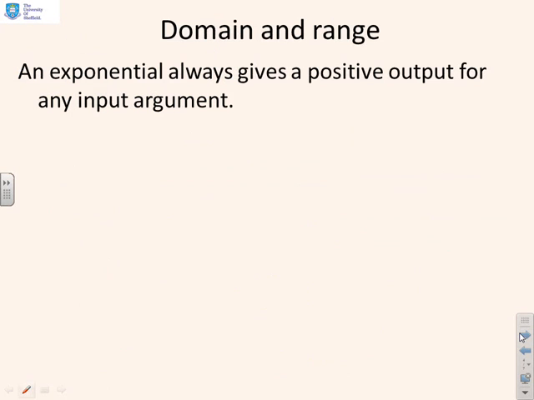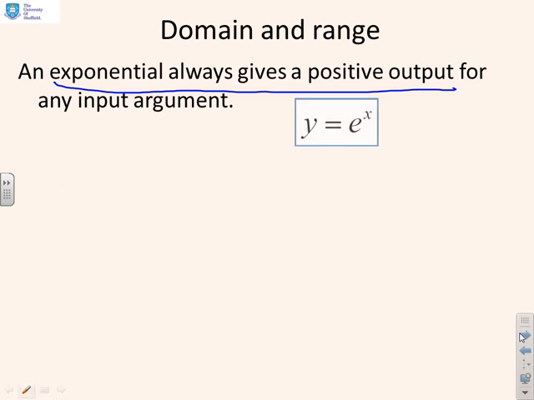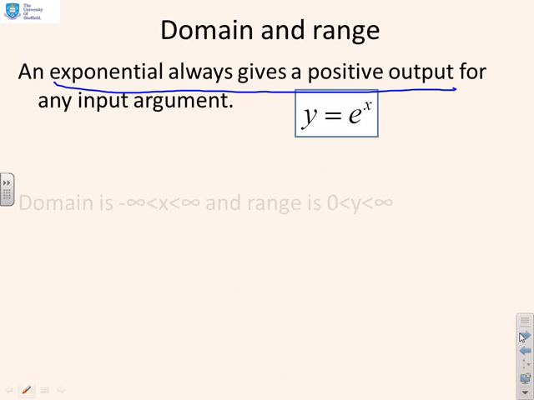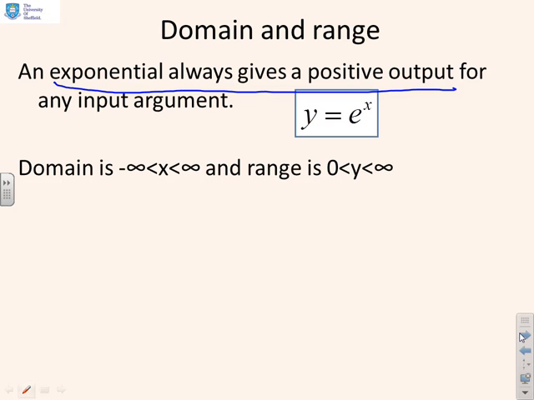So domain and range. Now, these are things that you'll know from the earlier videos. An exponential always gives a positive output for any input argument. So there's your exponential, y equals e to the x, and what we're saying is e to the x is positive for all real x. And therefore, this is what we get. The domain is minus infinity less than x less than infinity, but the range is 0 less than y less than infinity.